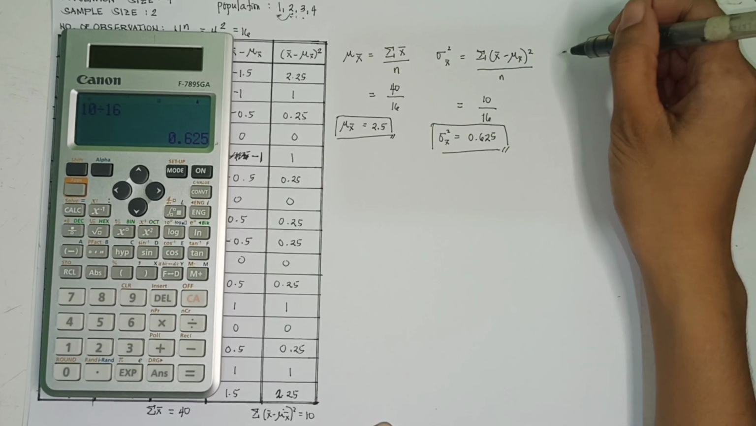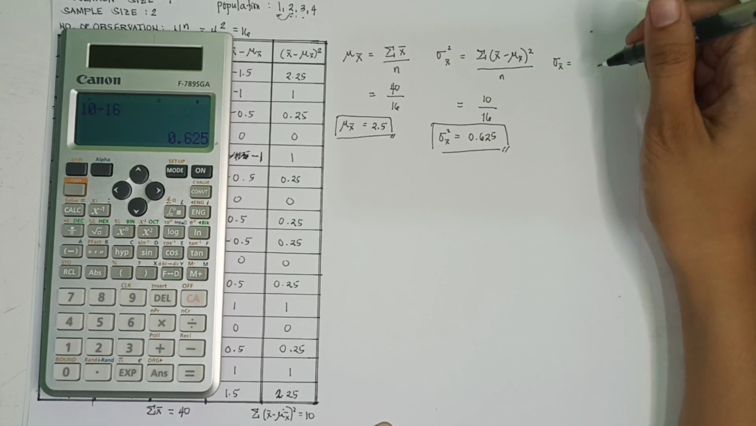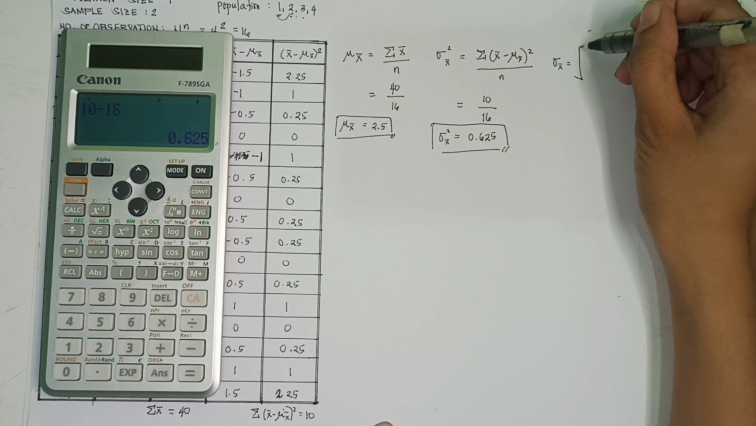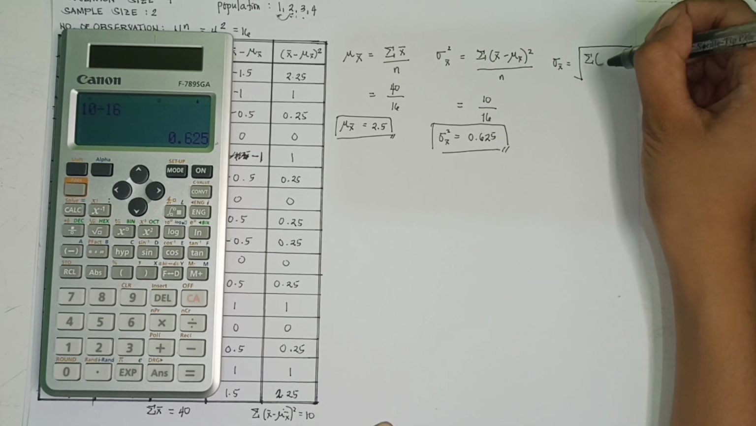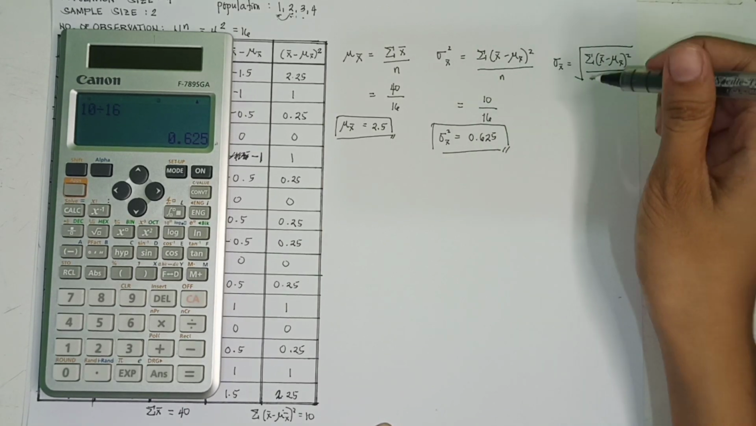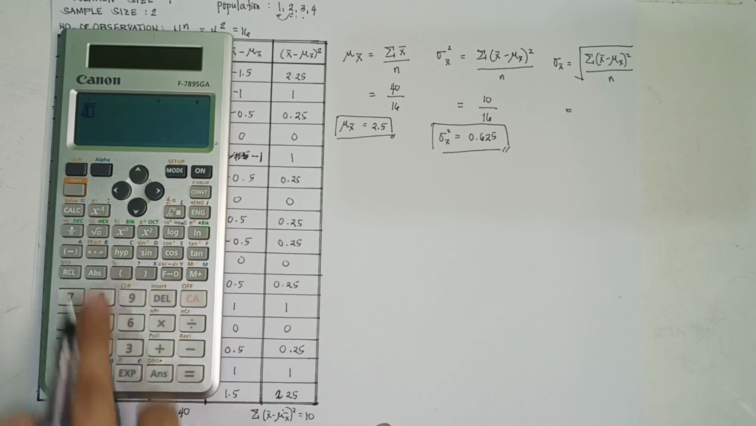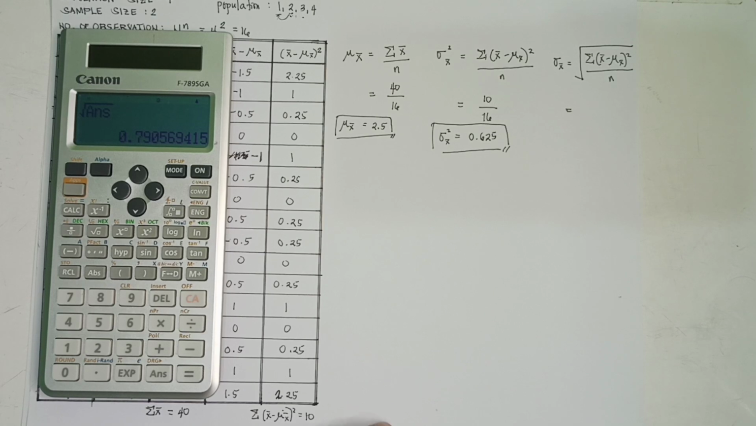Okay, so next, for the standard deviation of a sampling distribution of mean, we have sigma sub x bar is equal to the square root of the summation of x bar minus mu sub x bar squared over n. And that is equal to, square root of the answer lang, pwede tayong magdiretso, and that is equal to 0.79.